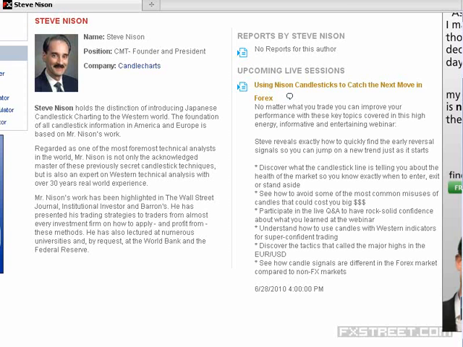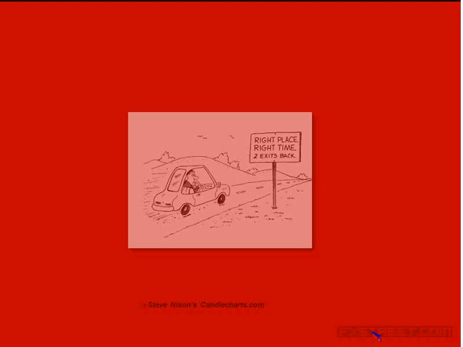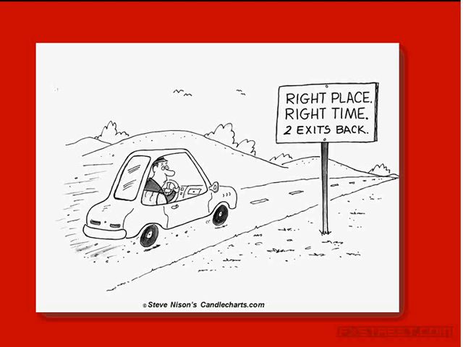And what we're looking at today is, and for those not familiar with my background, I'll go a little bit more into detail, but I was the first to reveal candlestick charts in the world. Before my work, there was not one candle charting system out there, believe it or not. Okay, how many of you feel like this? I see all those virtual hands going up, right? Miss a Forex trade, right place, right time, 2 exits back.